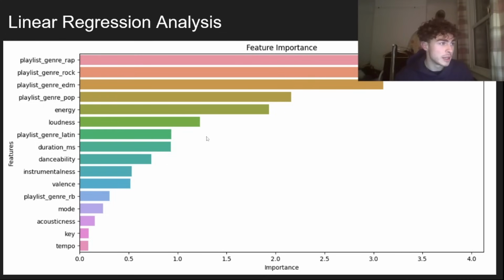Most important thing we can gather from our linear regression model is the feature importance. As you can see here, 4 of our 6 genre features were the most important, followed by energy, loudness, the Latin genre, duration, and danceability. And all this information we can now use to try to attempt to create a viral song.